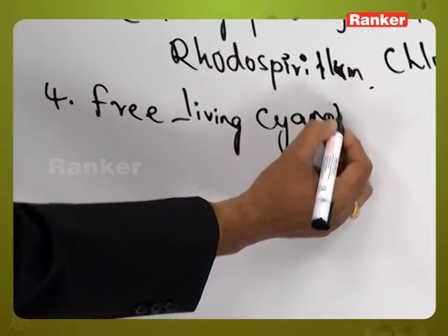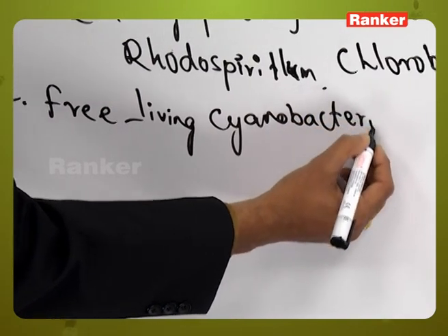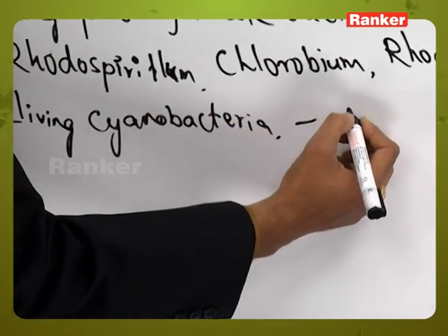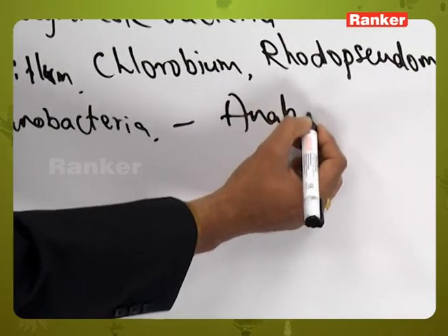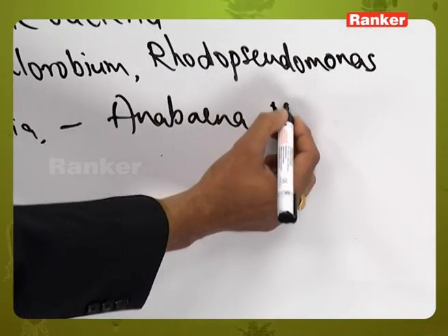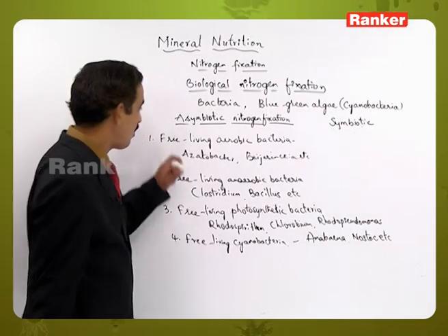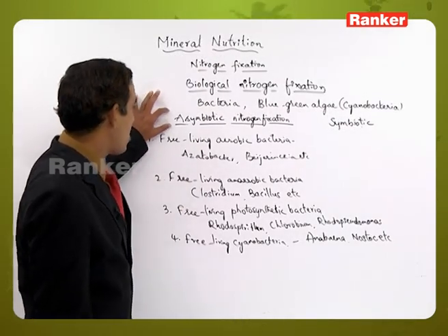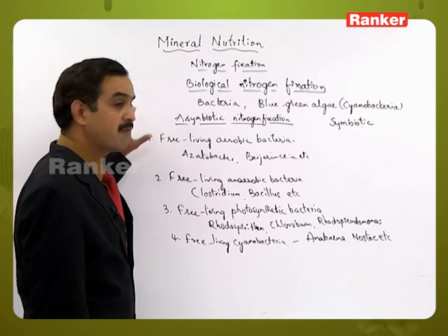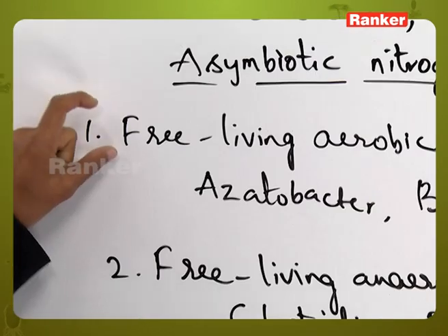cyanobacteria like Anabaena, Nostoc. So these are various types of examples of the non-symbiotic or asymbiotic nitrogen fixers and their nature.